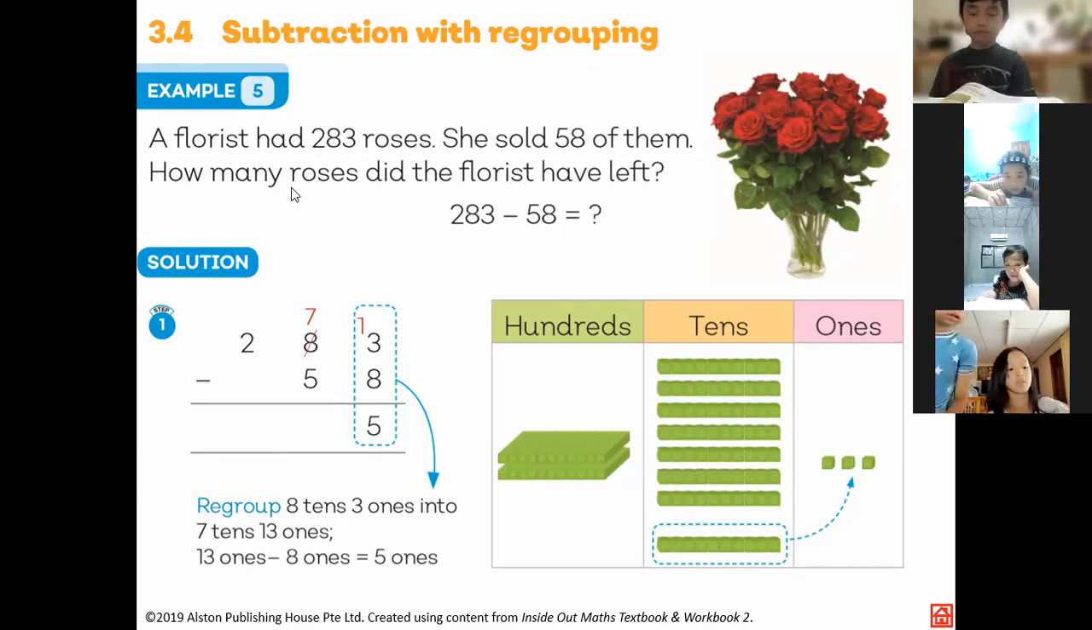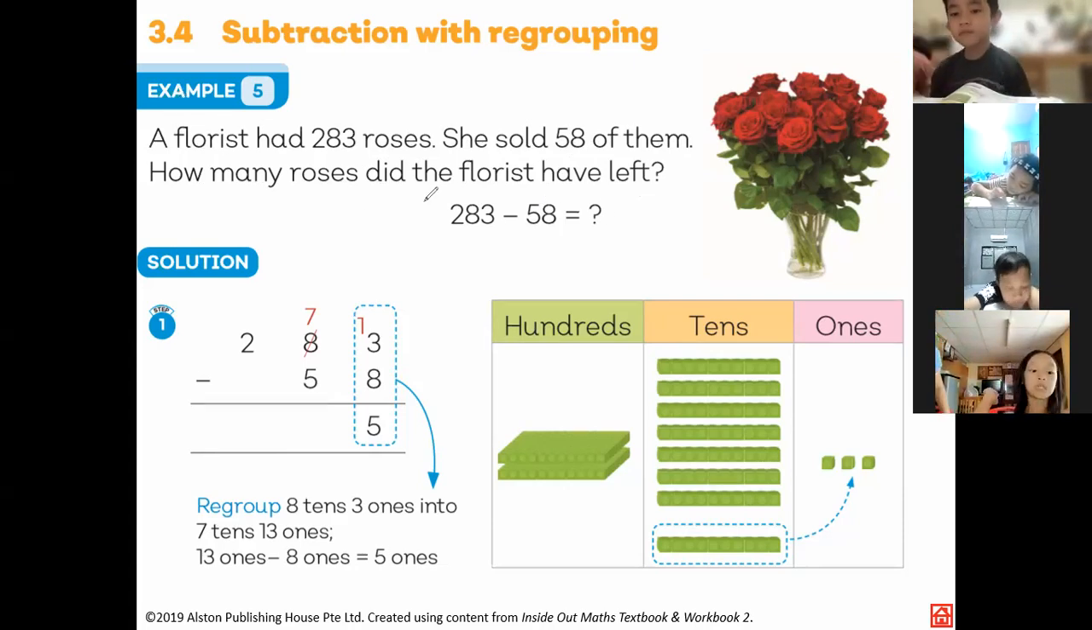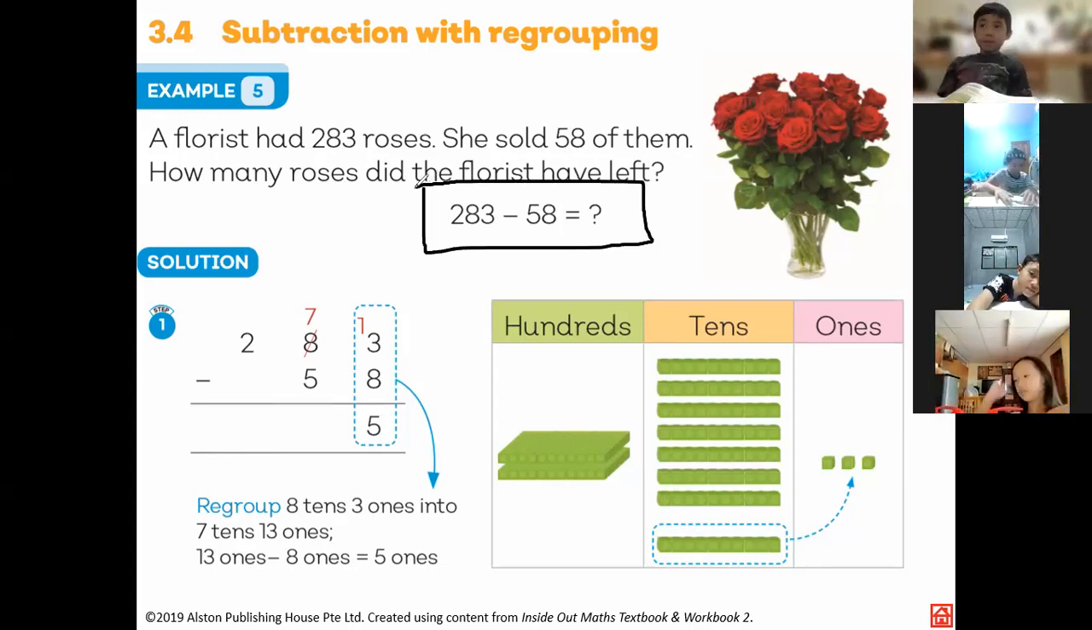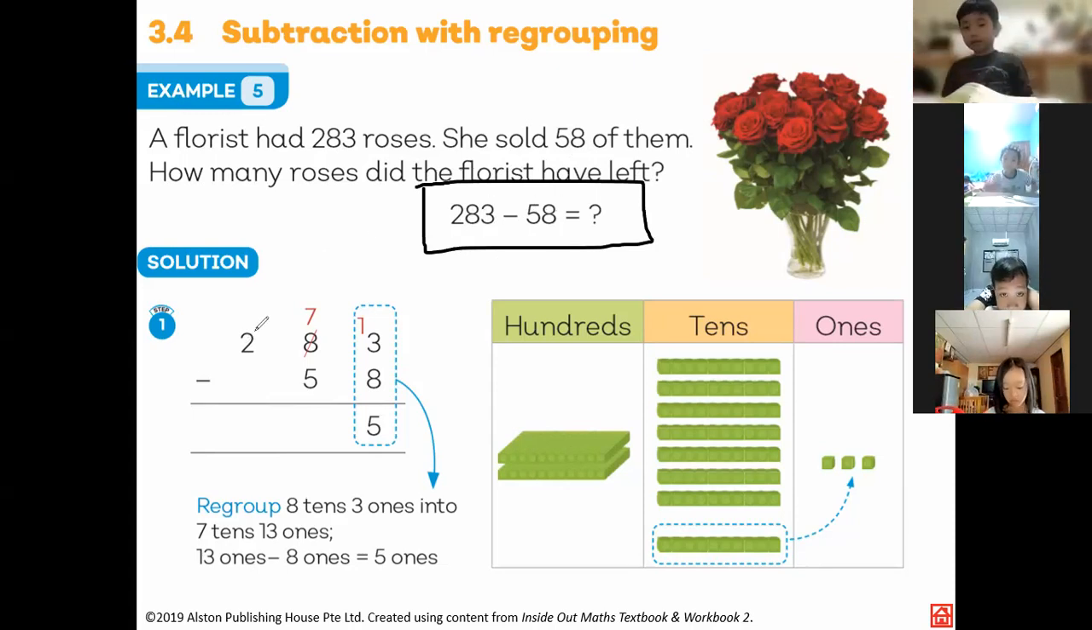Example number 5. A florist had 283 roses. She sold 58 of them. How many roses did the florist have left? So it goes like this. It's gonna be subtraction again, okay? So that's 283 minus 58. So first step, step number 1, we will subtract the number in ones place. So 3 minus 8, we cannot do that because 3 is smaller than 8.